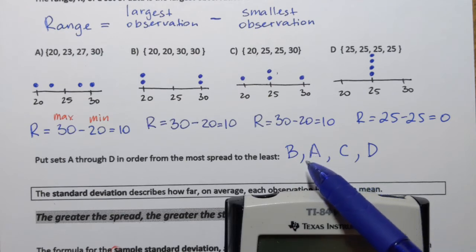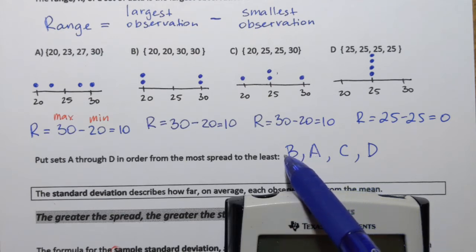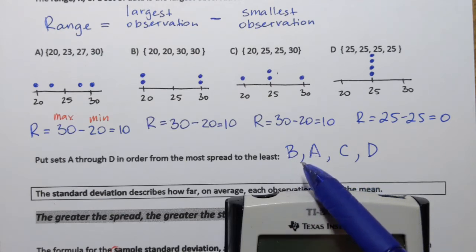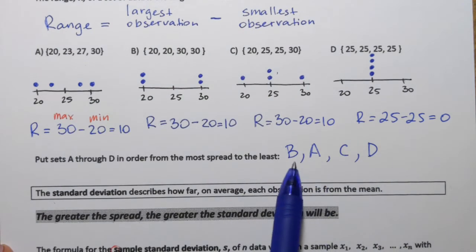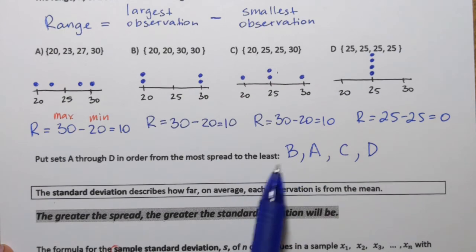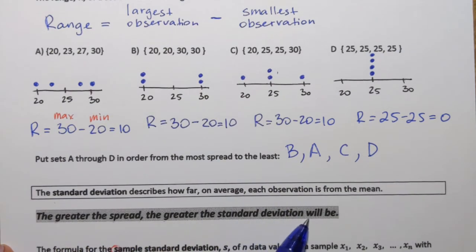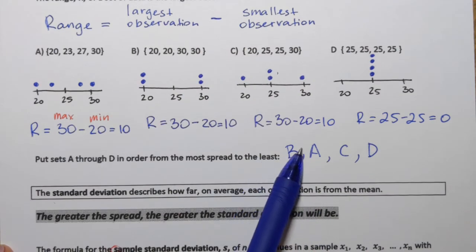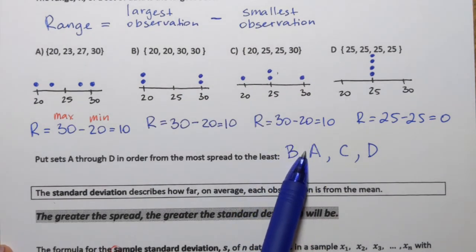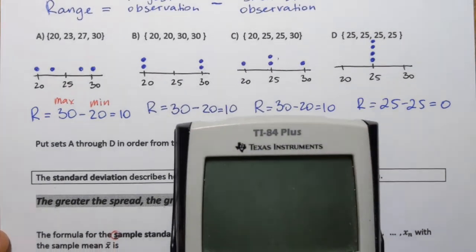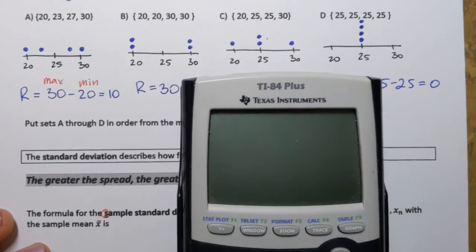So we're going to calculate standard deviation for set B and then for set A, and we'll compare the results. According to the way we put them here, and the fact that the greater the spread, the greater the standard deviation will be, standard deviation for set B should be higher than standard deviation for set A, but we'll check. Okay, this is how you perform steps on the calculator.